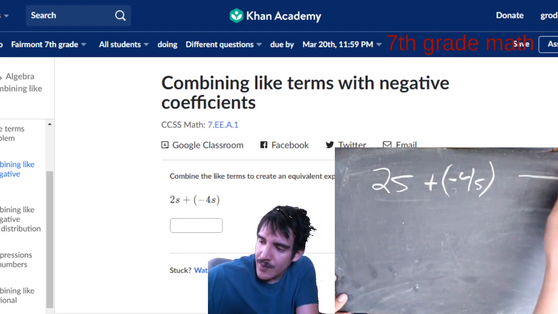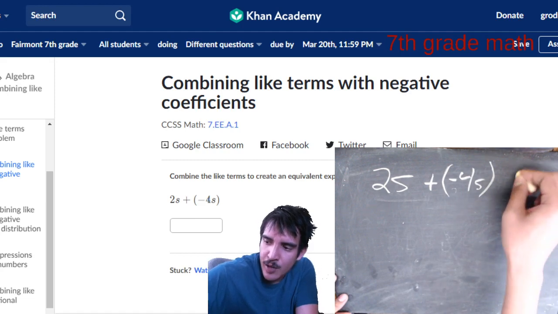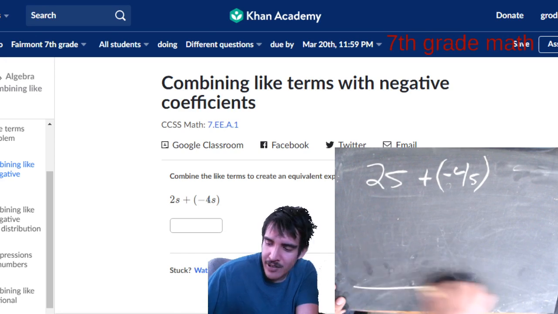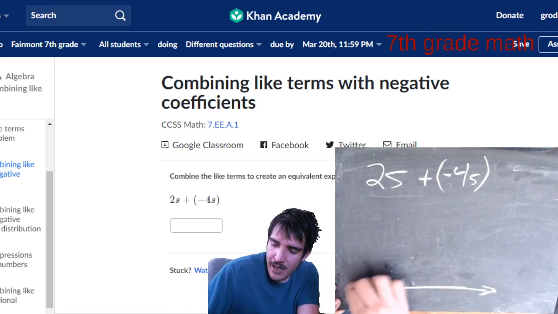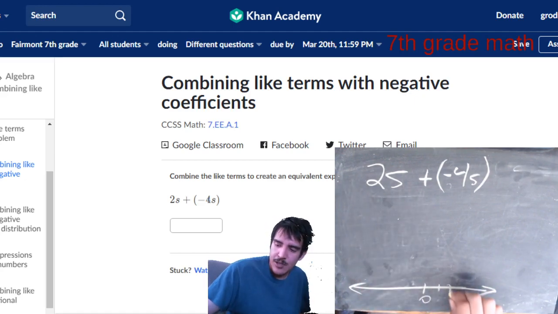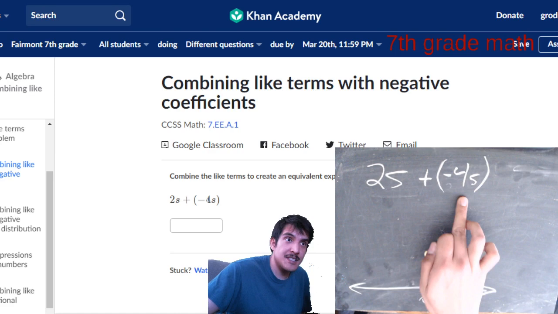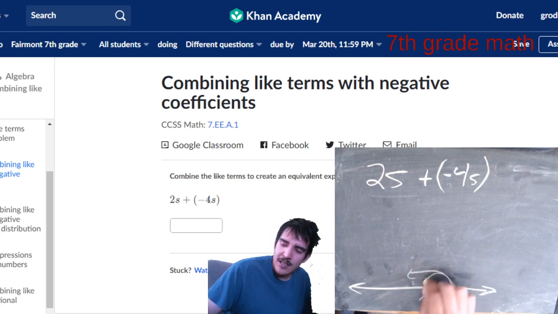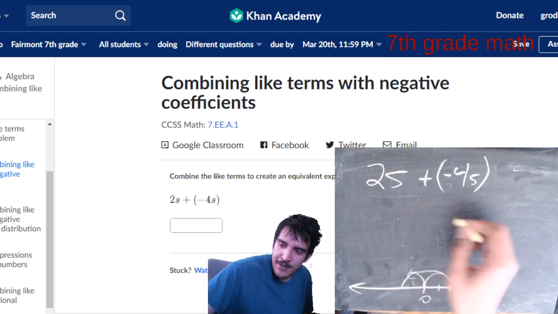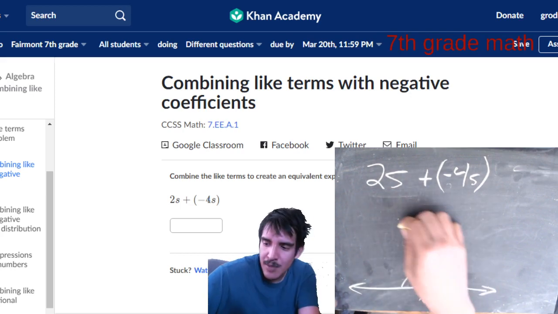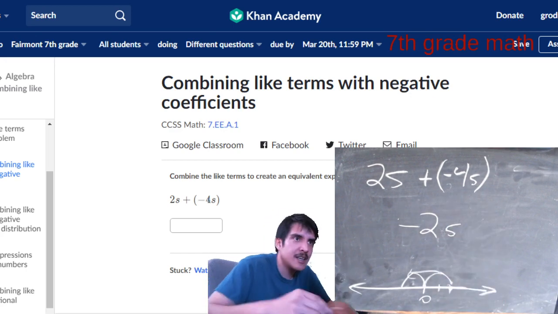Or, I'm going to have this little number line down here at the bottom, with 0 right in the middle, just to help us out. Our starting point is 2s. 1, 2. So 2 plus negative 4 means if we go plus negative 4, it sends us 4 spaces backwards. That lands us at negative 2, right? So 2 plus negative 4, or you could think of negative 4 plus 2, is going to be negative 2s.